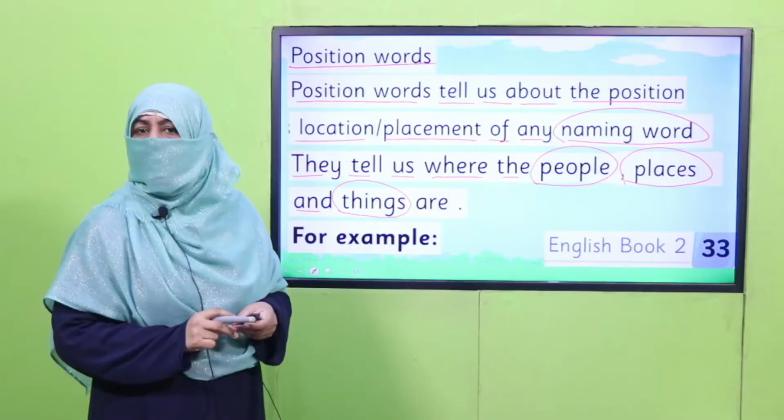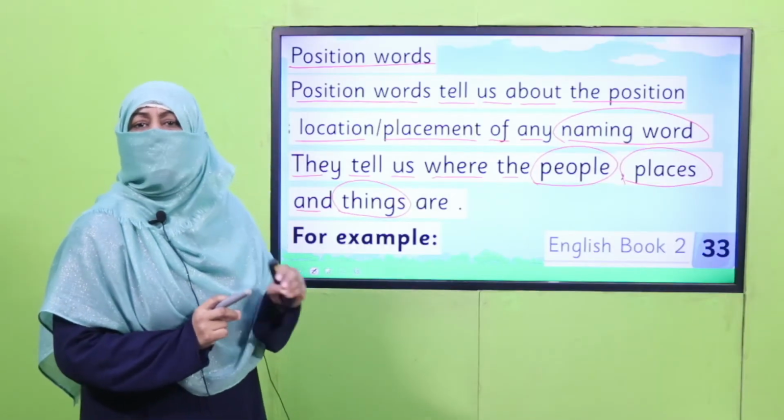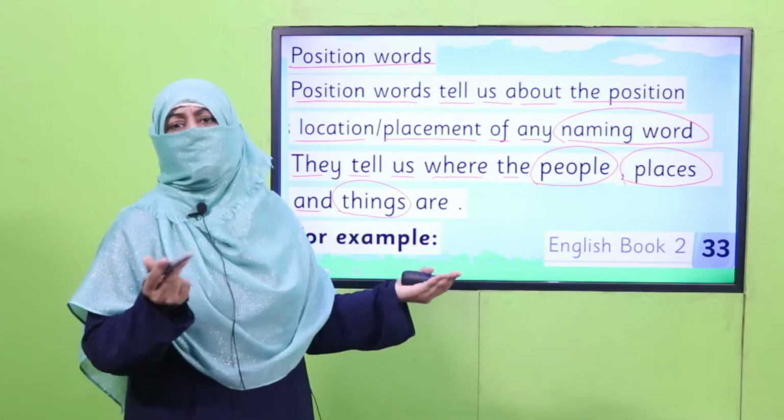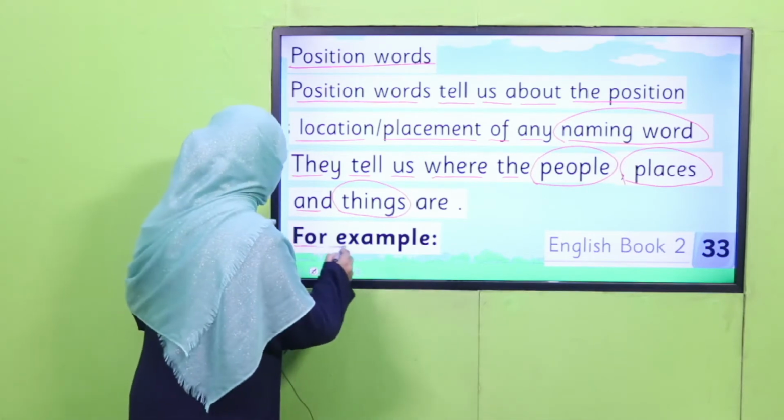So we know naming words refer to a person, place, and thing. So the word which tells where this person is, or where this place is, or where this thing is, is a position word. So simple, isn't it? Yes, so let's see its examples.